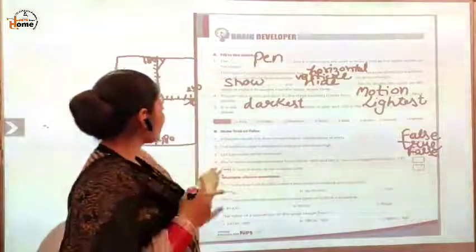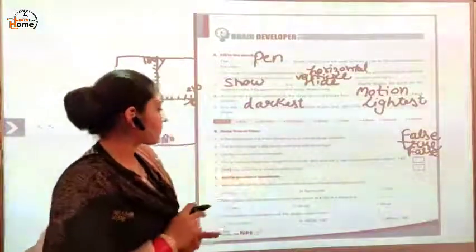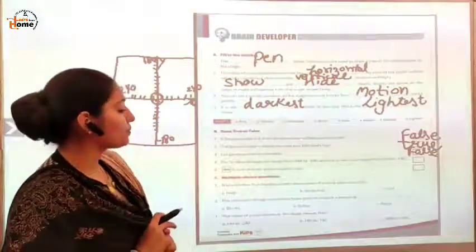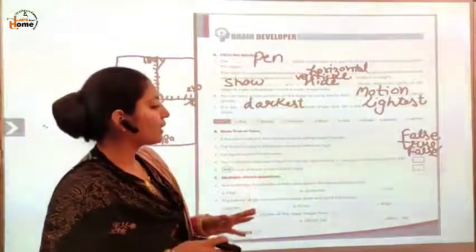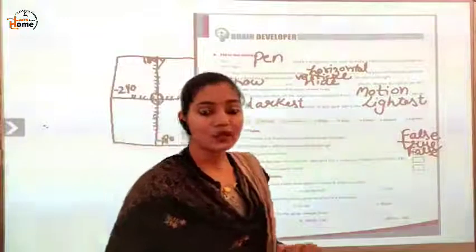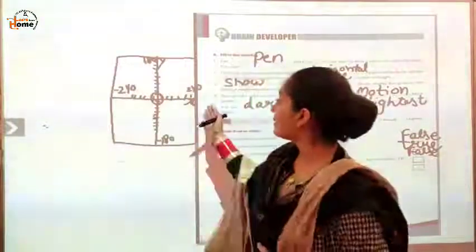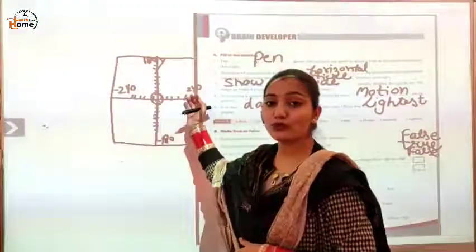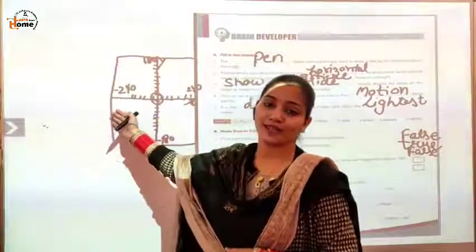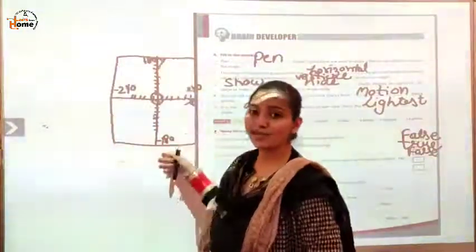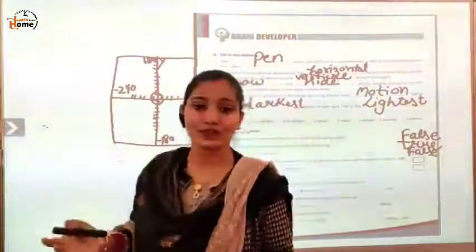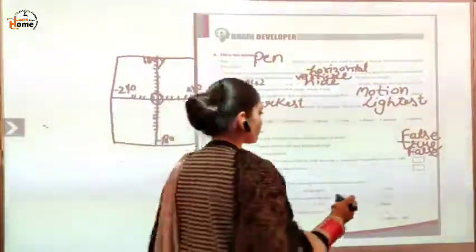Next: the x value of the page can range from 240 to minus 240 and the y value can range from 180 to minus 180. I have just now discussed this, that the x-axis ranges from 240 to minus 240 and the y-axis ranges from 180 to minus 180. Okay, so this is true. The fourth one is true.